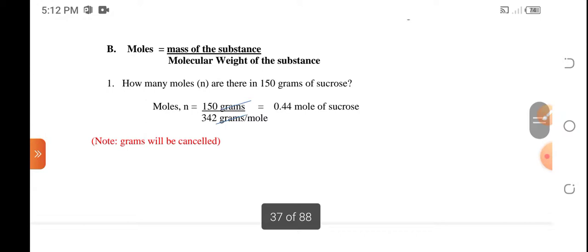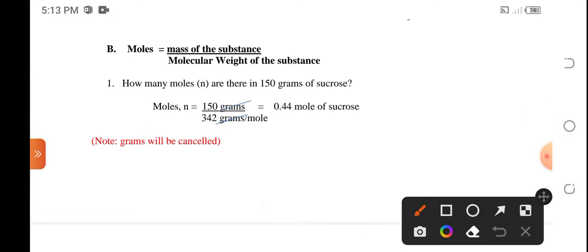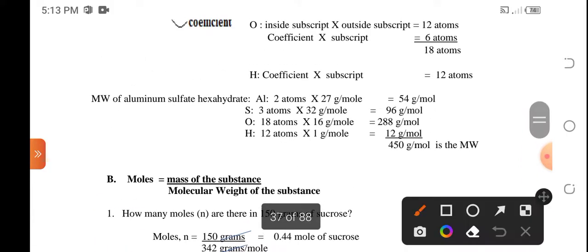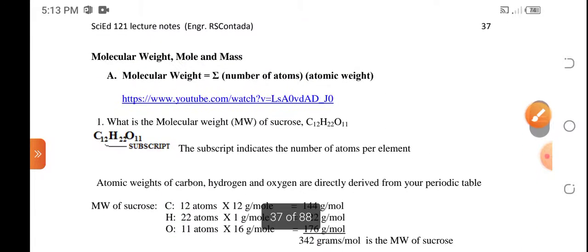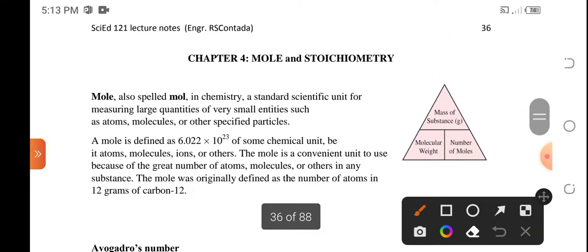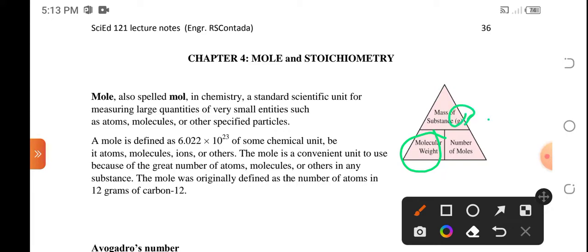Now for the computation of moles, okay? Let me just emphasize that the unit for molecular weight or atomic weight is grams per mole. Puntahan natin dito yung triangle kanina. Okay. This is the molecular weight. Ang unit niya ay grams per mole. Okay, so molecular weight is grams. Unit niya ay per mole.